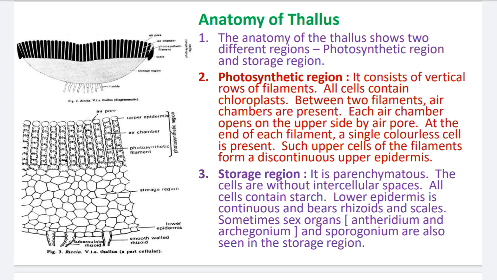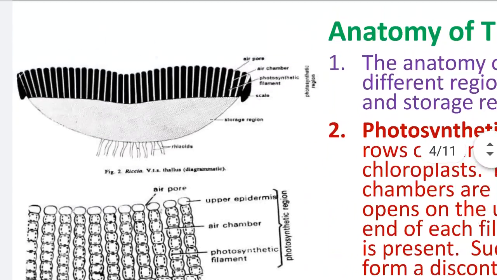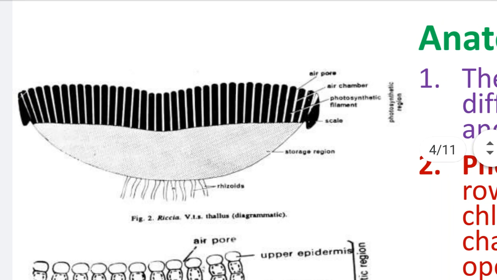Sometimes sex organs, antheridium and archegonium, and sporogonium are also seen in the storage region. At maturity, when this thallus enters sexual reproduction, this region produces the antheridium, the male reproductive organ, and the archegonium, the female reproductive organ. After that, the spore producing organ, the sporangium. See, this is the diagrammatic view of the thallus. The upper black colored region is the photosynthetic region and the lower region is the storage region, and from the lower epidermis many rhizoids and scales develop.